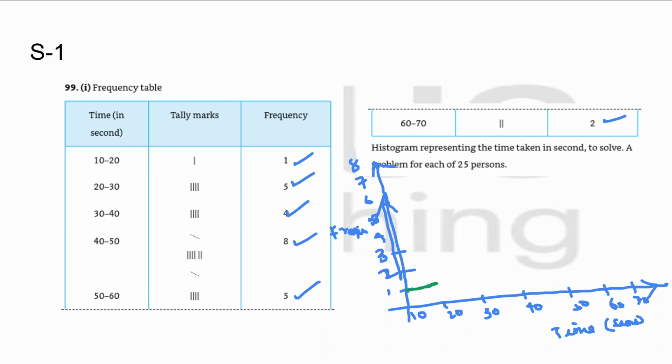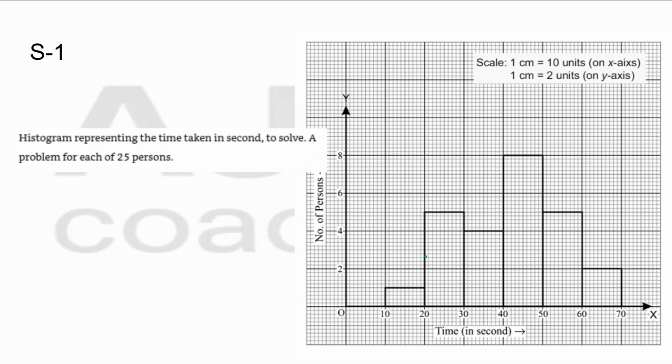10 to 20 is 1. Then 20 to 30 is 5. 30 to 40 is 4. Okay, like this. So we have to do it like this. Understood? Okay, let us see this. Here they have taken 1 centimeter as 2 units.